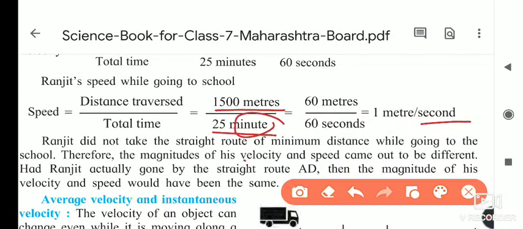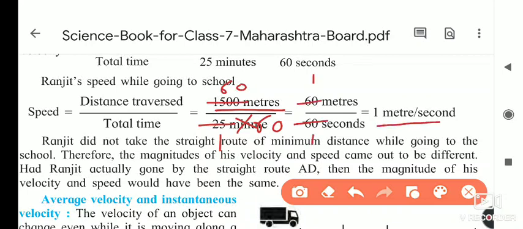So here what we have to do, multiply this with the 60. Here you have to multiply with 60 to convert it into seconds. So 25 ones are 25, 25 sixes are 150, and then here is 60 meter upon 60, so 60 ones are 60, 60 ones are 60.